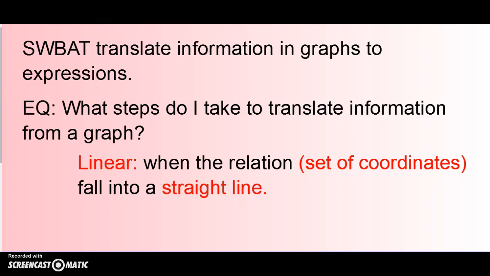Hi, this lesson is from page 287 in your student book, and the objective is: student will be able to translate information in graphs to expressions. The essential question is, what steps do I take to translate information from a graph? The vocabulary word is linear. Linear is when a relation or a set of coordinates fall into a straight line. So it would be a straight line on a coordinate plane.